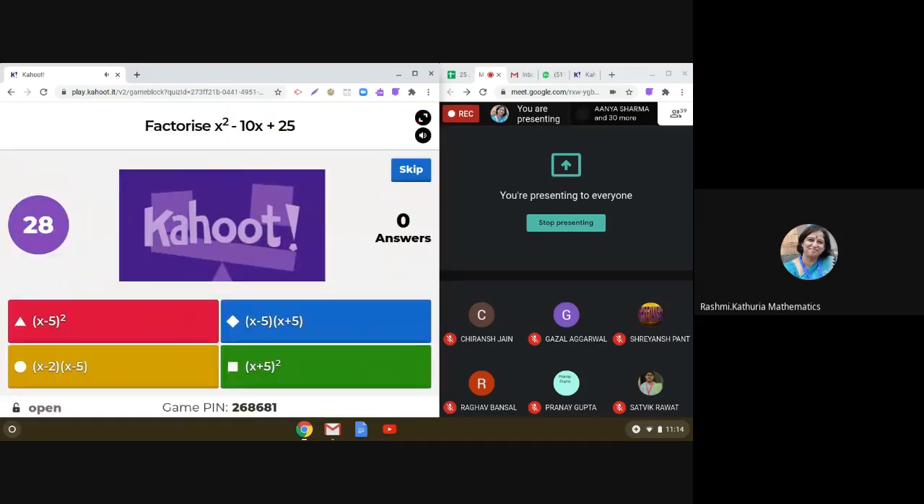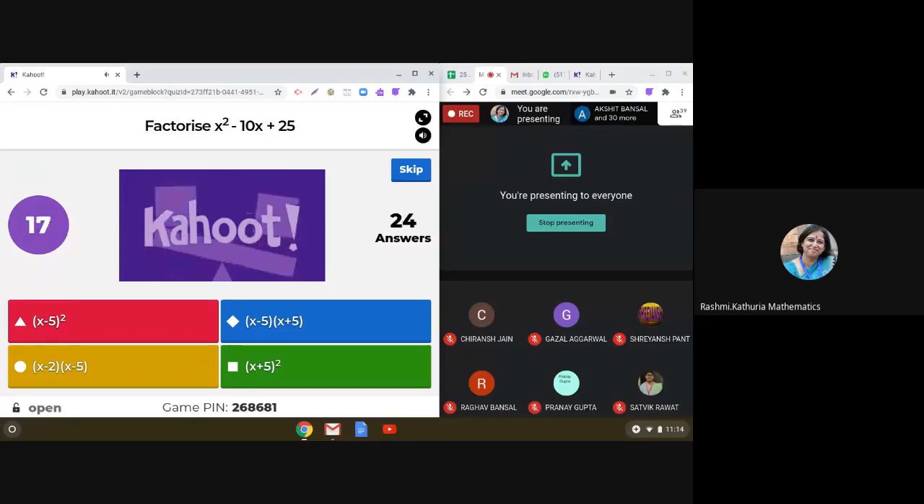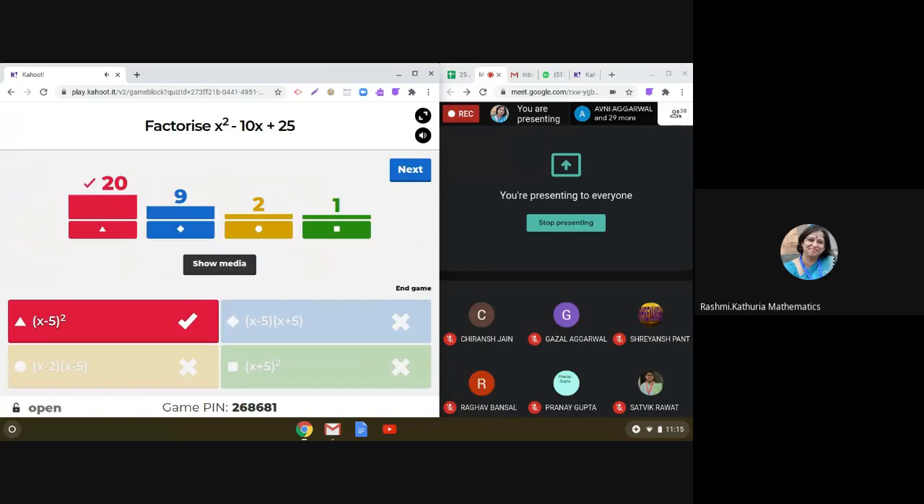Factorize x square minus 10x plus 25. I shared with you, you can go using the strategy. Just check the choices. Quickly choose the answer. Yes, x square minus 10x plus 25. You can use the reverse strategy, as I told you earlier. x minus 5 into x plus 5 is one choice. It is not the answer, because x minus 5 into x plus 5 will give you x square minus 25.